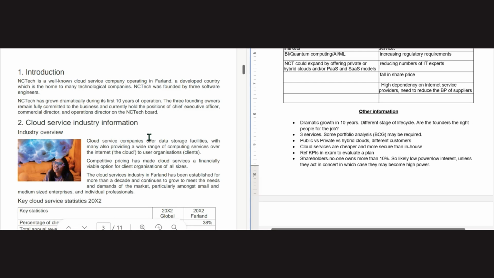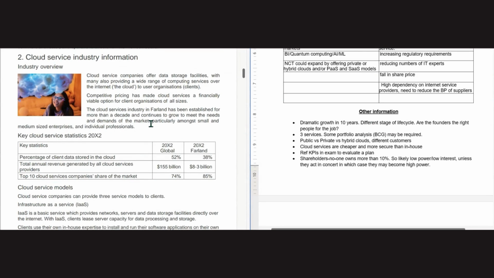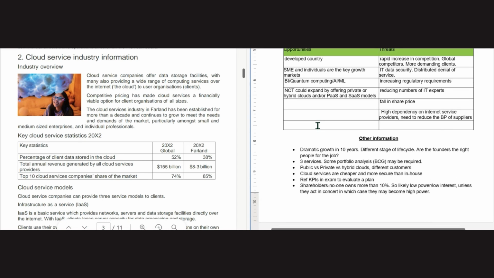Right? Okay, so moving on, it tells us a little bit about the industry. Okay, this is what they do. They offer data storage and various other computing services over the internet. It's competitively priced, and so it's financially viable for client organizations of all sizes, right? So immediately we see that the typical customer base are SMEs, small and medium-sized enterprises, as well as large organizations, okay?